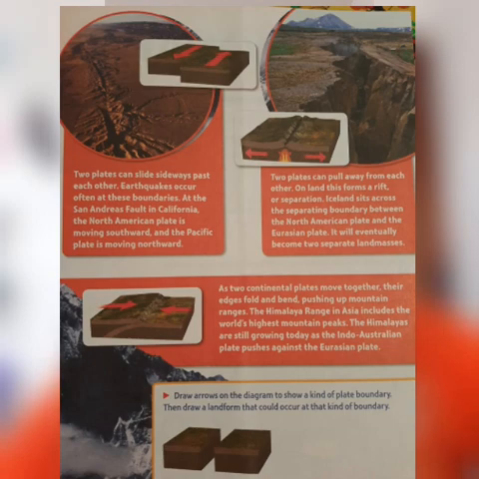Okay, now kids, on this part, draw arrows on the diagram to show a kind of plate boundary. Then draw a landform that could occur at that kind of boundary.